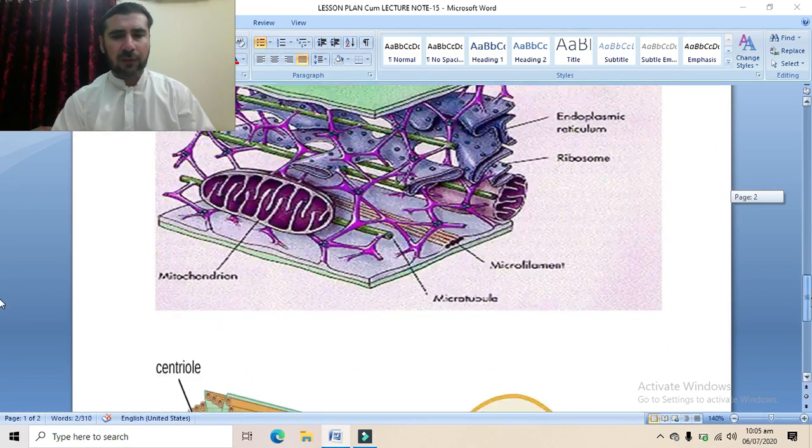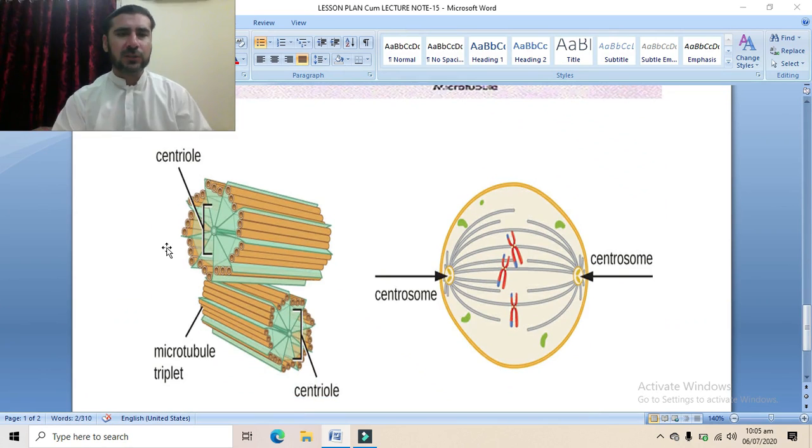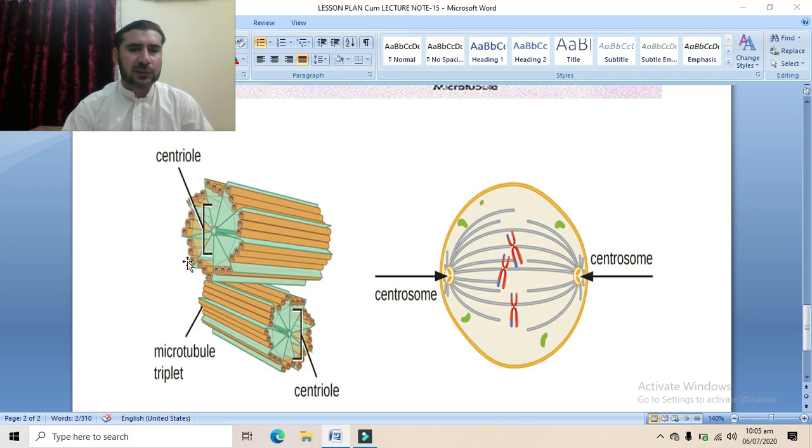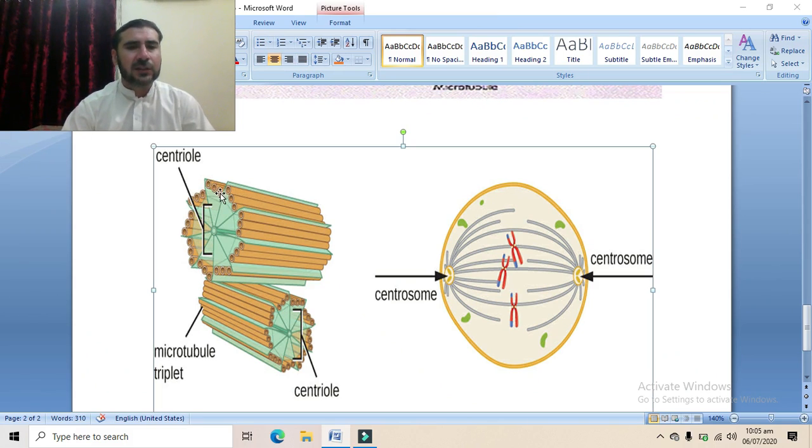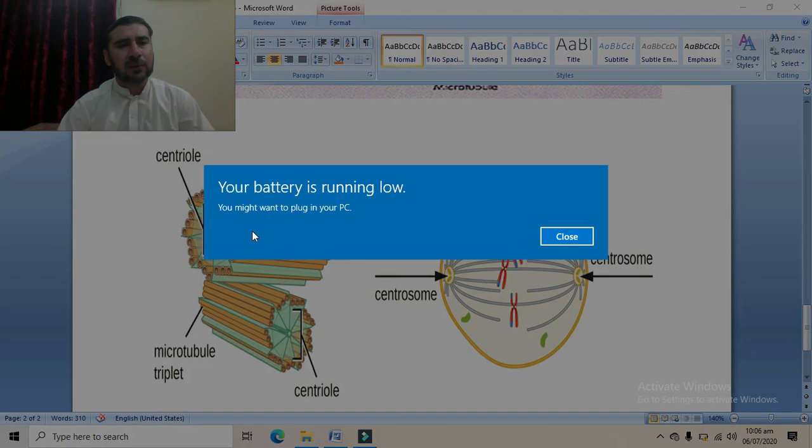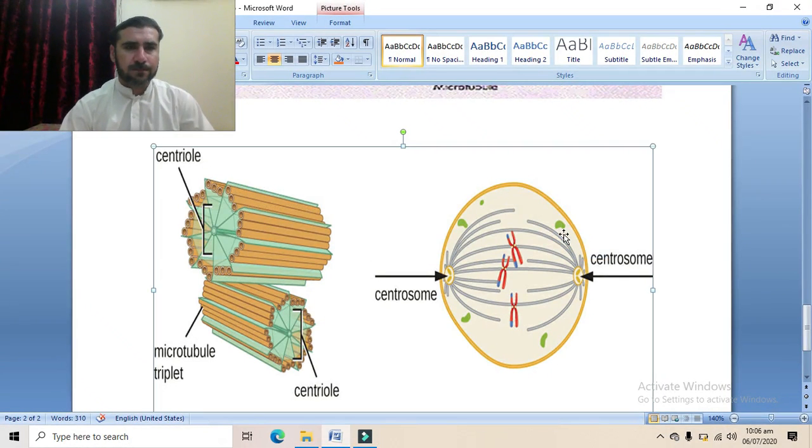We will have a look at the diagram. Now this is centriole. Now these are 9 triplets: 1, 2, 3, 4, 5, 6, 7, 8, and 9. These are 9 triplets. Each triplet contains 3 tubules: 1, 2, and 3. There are 3 tubules per each triplet. So the total number in this whole centriole is 27. 27 tubules are found in each centriole. Per 2 centrioles, the total number will be 54.